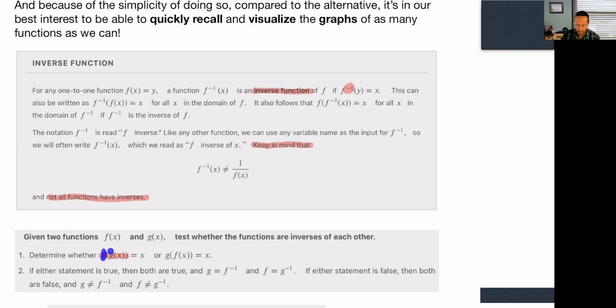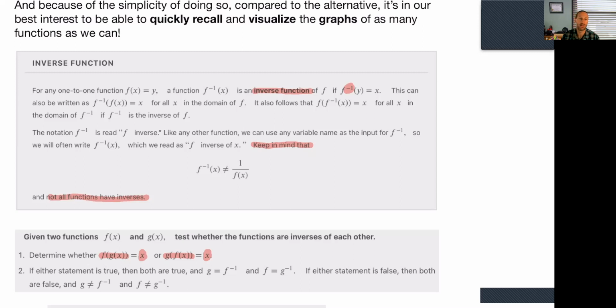Well, they're going to undo one another, and whatever you put in, you will get out. And it shouldn't matter if you do f of g of x or g of f of x. They should still undo one another if they are truly inverses. So again, whatever you put in, you will get out. So we are looking to get out whatever we put in.